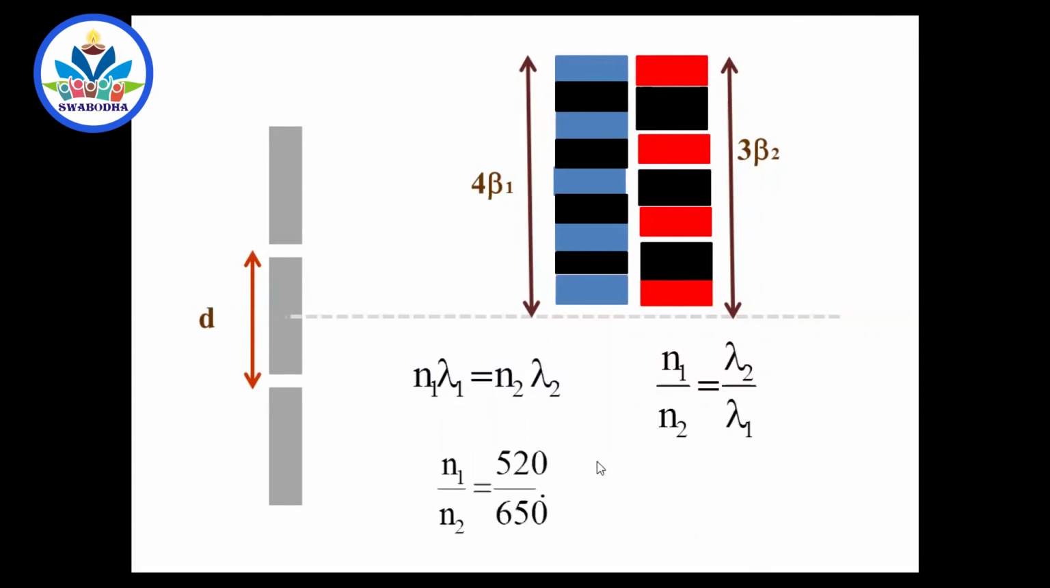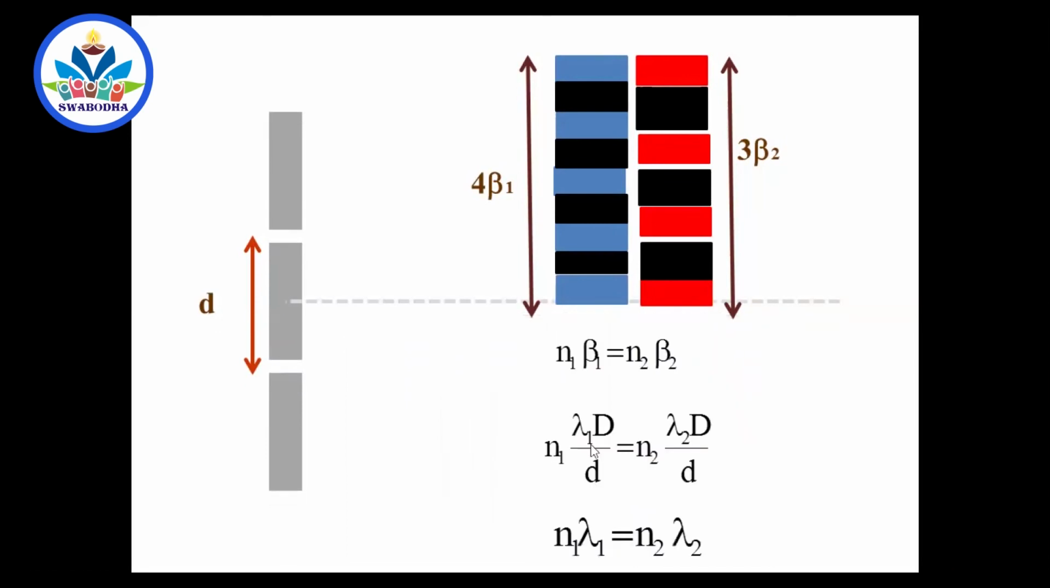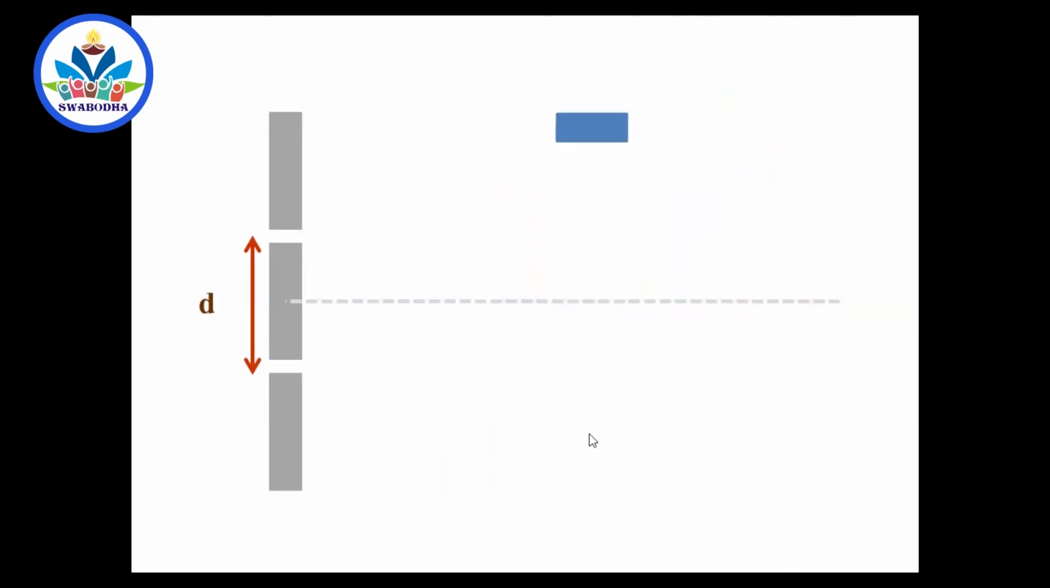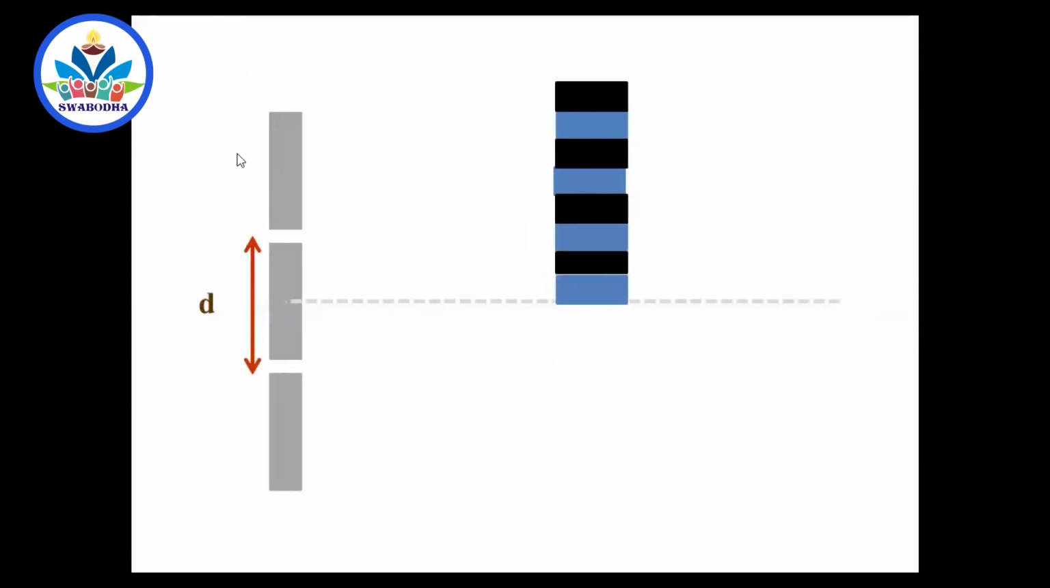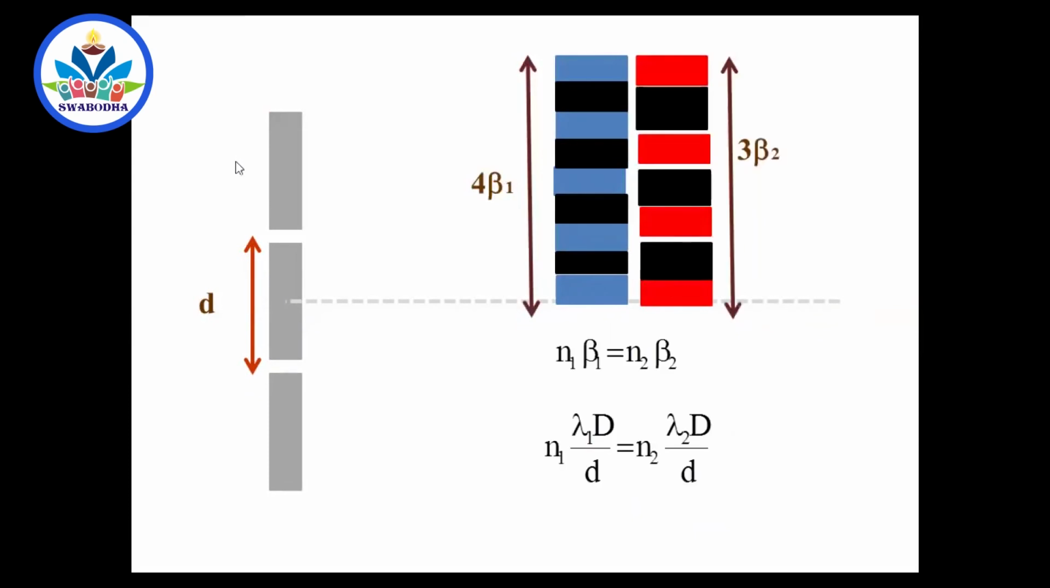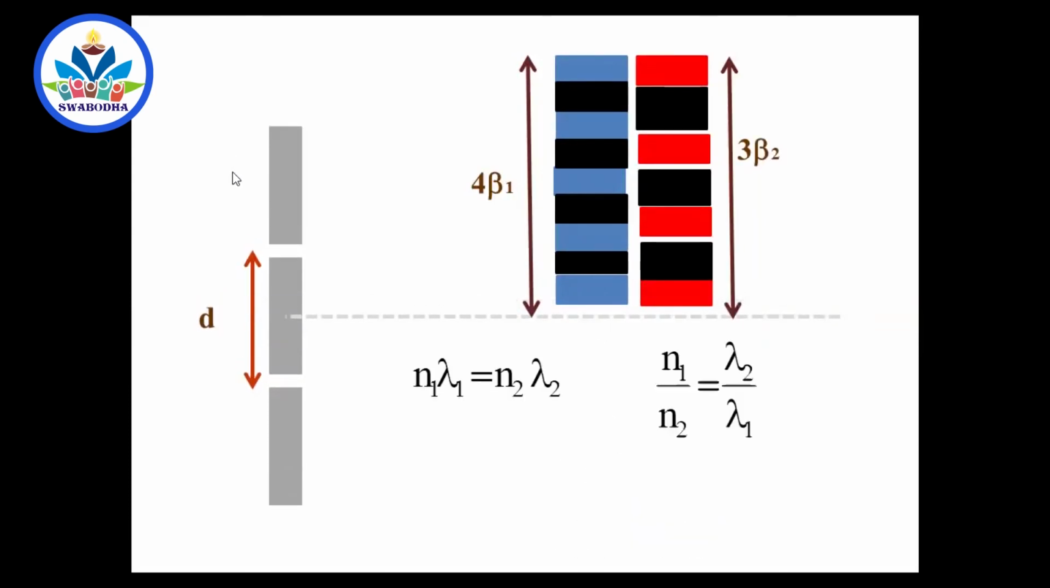What is N1? 520, 52nd. What are the wavelengths? I have forgotten the problem. The wavelengths are 650 and 520. Okay, remember it. 650 and 520, it is here only. The 52nd fringe of 650. It is not 520 because for 650 nanometer, larger steps, right? A friend taking larger steps needs a lesser number of steps. What about 520? It needs more number of steps.